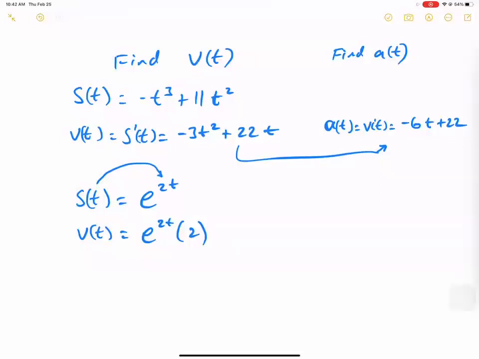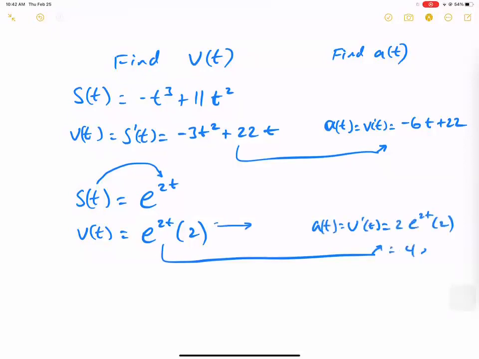If I take the derivative of this, what is the acceleration of e to the 2t? The acceleration function, again, remember, is the derivative of velocity. So we take the derivative again. The derivative of this again is 2e to the 2t times 2 again, which is really 4e to the 2t.